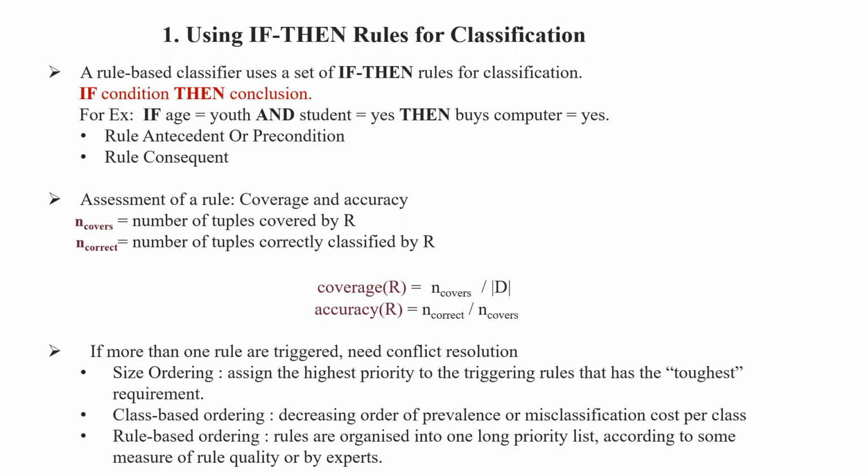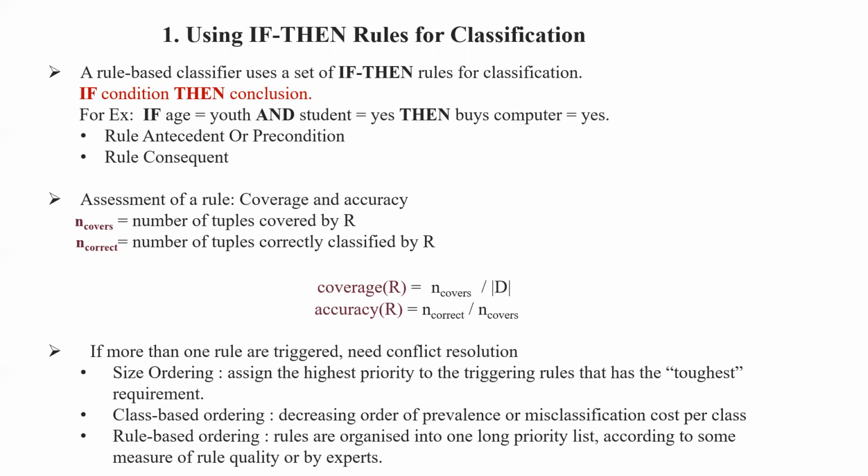The left part of the statement, the if part, will be called the rule antecedent, and the right part of the statement, that is the then part, will be called the rule consequent. Rule antecedent consists of one or more attribute tests that are logically ANDed, and the consequent contains a class prediction. If the condition in a rule antecedent holds true for the given tuple, then we say that the rule antecedent is satisfied and the rule covers the tuple.